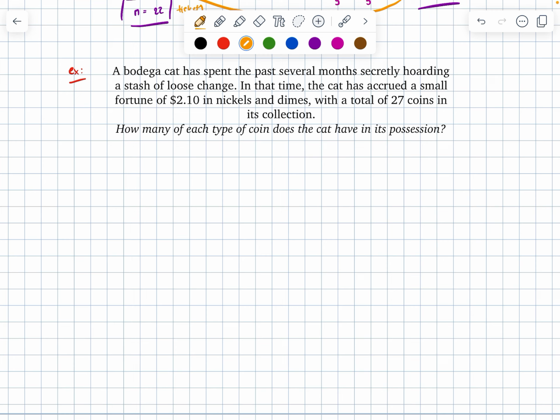A bodega cat has spent the past several months secretly hoarding a stash of loose change. In that time, the cat has accrued a small fortune of $2.10 in nickels and dimes, with a total of 27 coins in its collection. How many of each type of coin does the cat have in its possession?